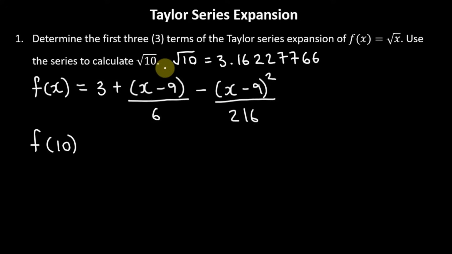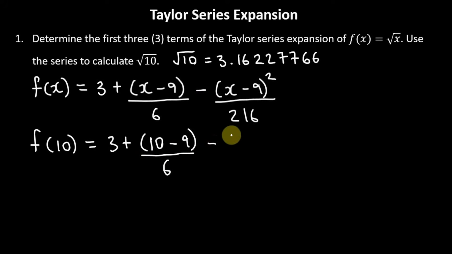And remember, we use a value, bearing in mind that we want to find the square root of 10. So our a value was 9, which is a perfect square and the closest perfect square to 10. So we have f of 10 is equal to 3. So wherever we have x, we'll replace the x with 10. So we'll have 10 minus 9 over 6.